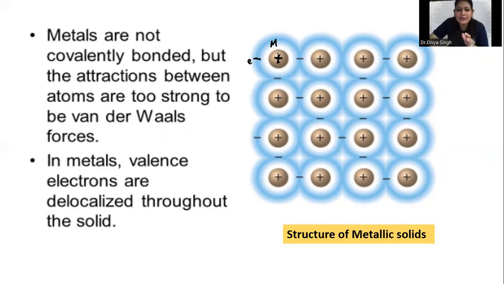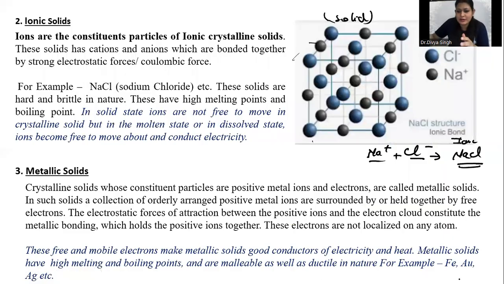This forms a metallic structure, forming metallic solids. And here we can take the example of iron, gold, silver, etc. All these are pure metals or metallic solids, we can say. And they are good conductors of heat and electricity, and they have a high melting point and boiling point.